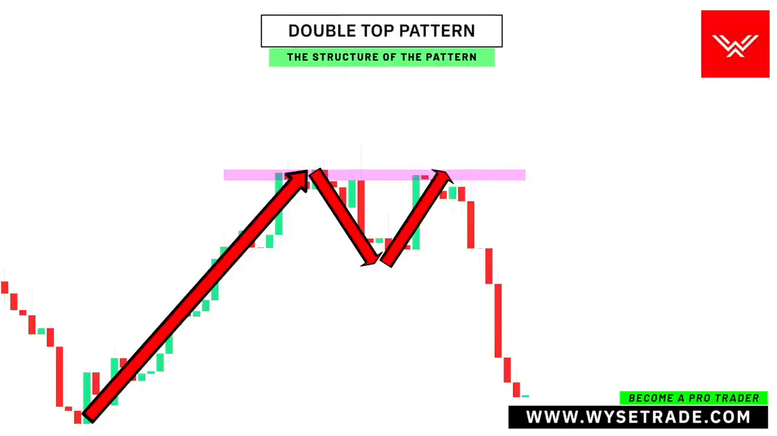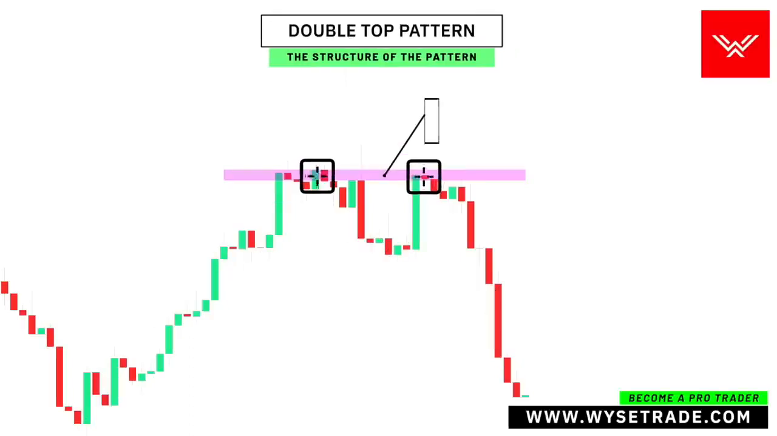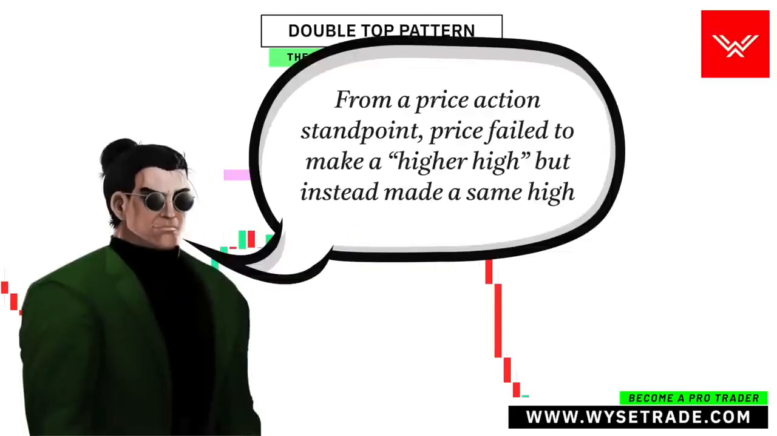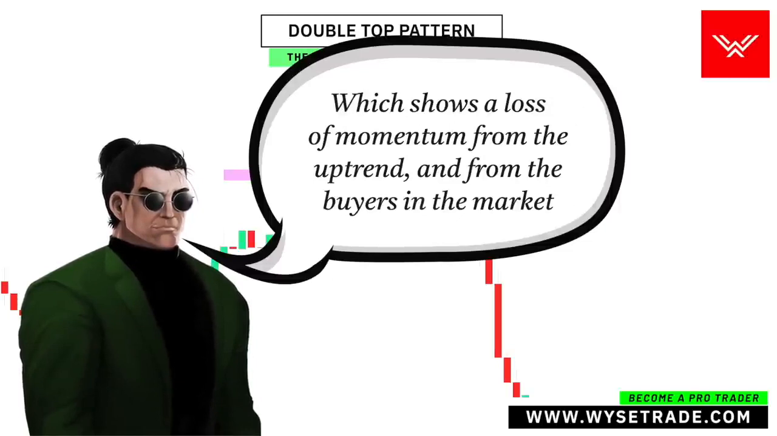Starting with the double top pattern, you first have your moving uptrend. Price then makes two same highs. The tops essentially make a resistance level. From a price action standpoint, price failed to make a higher high, but instead made a same high, which shows a loss of momentum from the uptrend and from the buyers in the market.